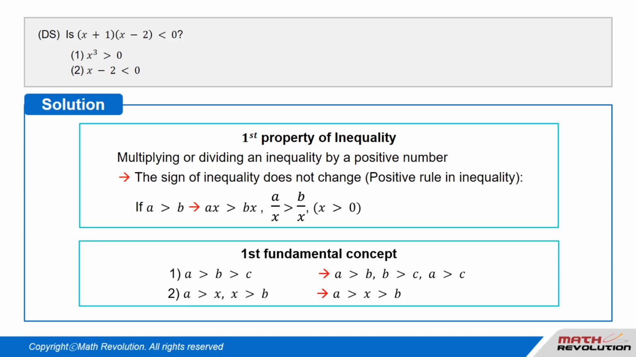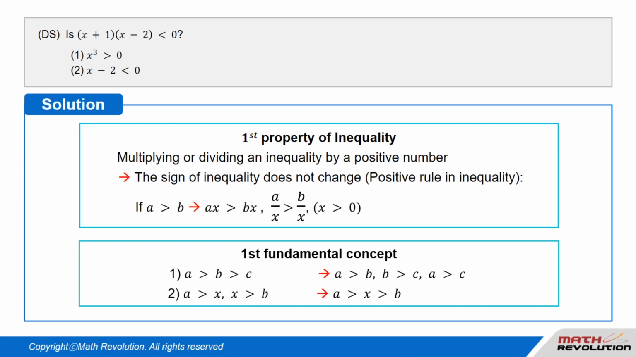The first fundamental concept in inequality. If a is greater than b, which is greater than c, then a is greater than b, and b is greater than c, and a is greater than c. Also, if a is greater than x and x is greater than b, then a is greater than x, which is greater than b.